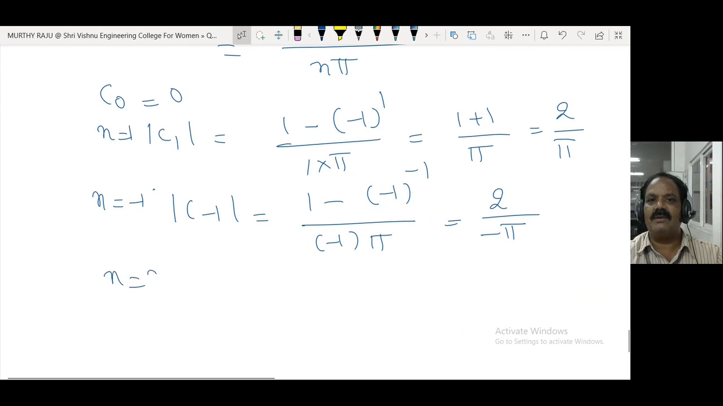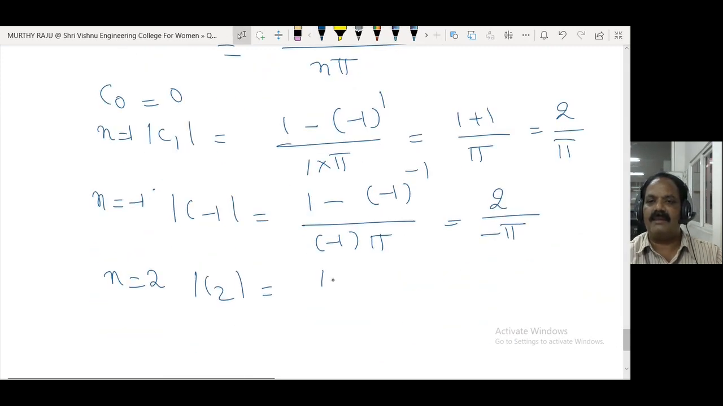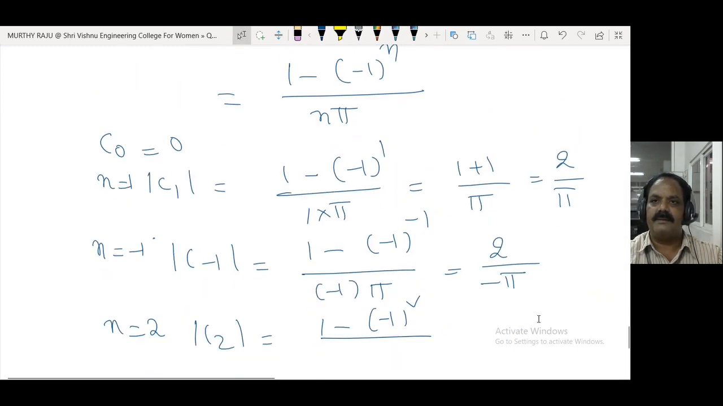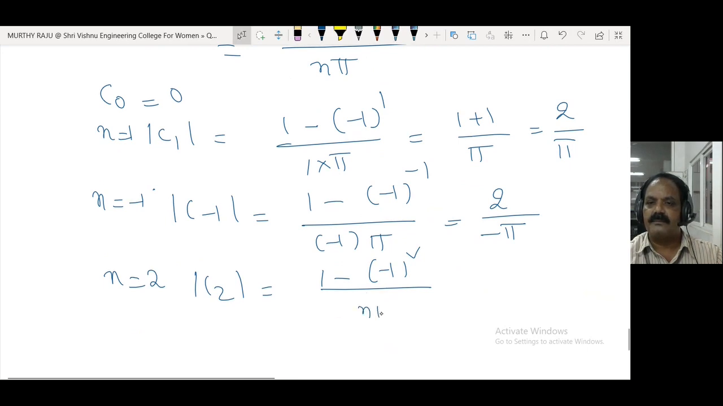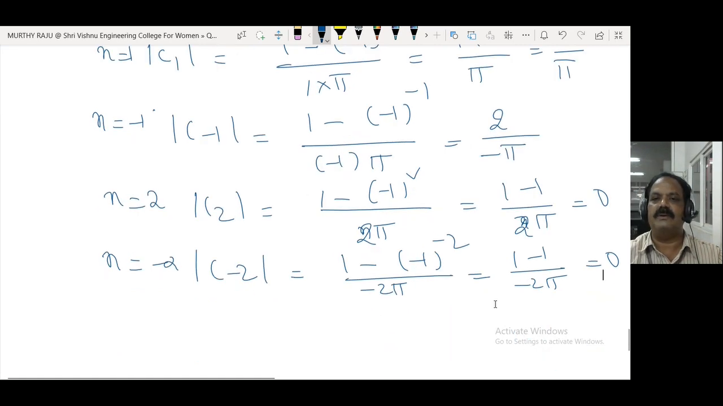N is equal to 2. That is mod C2. C2 is 1 minus of minus 1 whole square by n pi. That is equal to 1 minus 1 by n pi, that is equal to 0. N is equal to minus 2. C minus 2 is 1 minus of minus 1 whole power minus 2, by minus 2 pi. Again, 1 minus 1 by minus 2 pi, that is equal to 0.